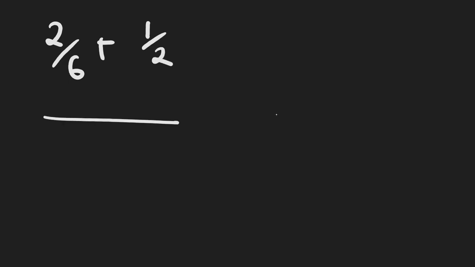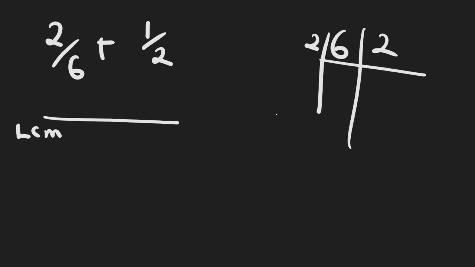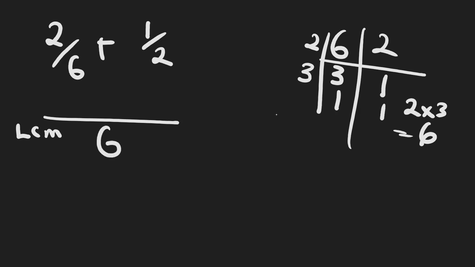Alright, another example with different denominators: 2 over 6 plus 1 over 2. As we said, we take the LCM of 6 and 2. So let's find the LCM of 6 and 2. 2 will go here 3 times, and 2 divided by 2 is 1. What can go? 2 cannot go again. It's 3. 3 here is 1 and 1. So the LCM is 2 times 3, which is 6. So come back here and write 6.